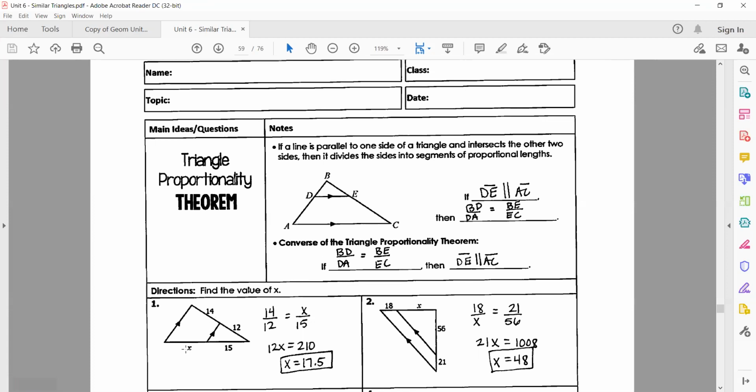14 is to 12. And so when you look at the tops of both of these ratios, 14 and x go together. The bottom, 12 and 15 go together. From there, it's just cross multiplying. Everybody remembers how to cross multiply and solve proportions, I hope. 14 times 15 is 210. 12 times x is 12x. And you get x equals 17.5.